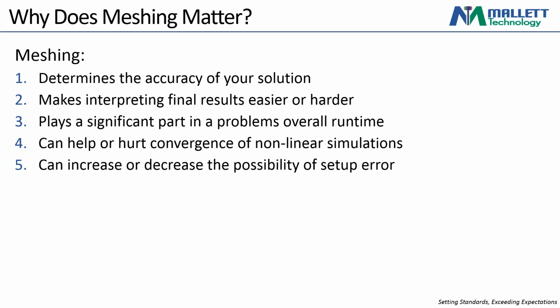So meshing determines your accuracy, right? That's first and kind of foremost in importance. The second, right, depending on how your mesh is set up, it can make interpreting final results easier or harder. Essentially, it could increase the number of singularities in your system. It could decrease them. It could make gradients smoother. In general, if a gradient's going to be smoother, it's going to be more accurate because elements are calculating stresses or strains or displacements that are similar to the adjacent element.